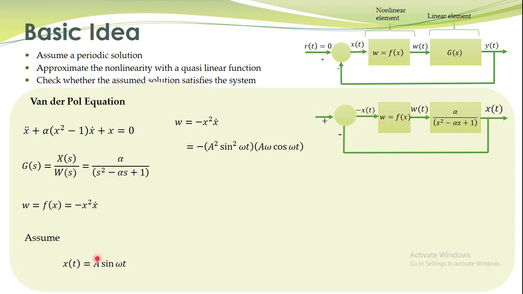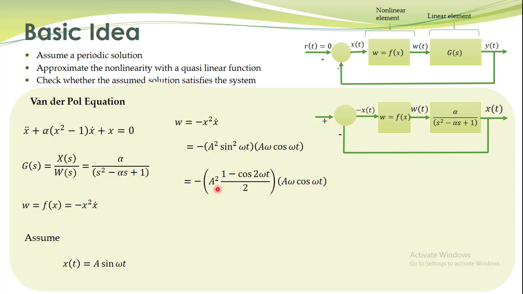With this x of t, what is w of t? W of t is equal to minus x square into x dot. X we have assumed to be equal to a sine omega t, so its square is a square sine square omega t. And what is x dot? The derivative of x. The derivative of x is equal to a omega into cosine omega t, which is written over here, which is the same as this one. This term a omega cosine omega t, that is written over here.